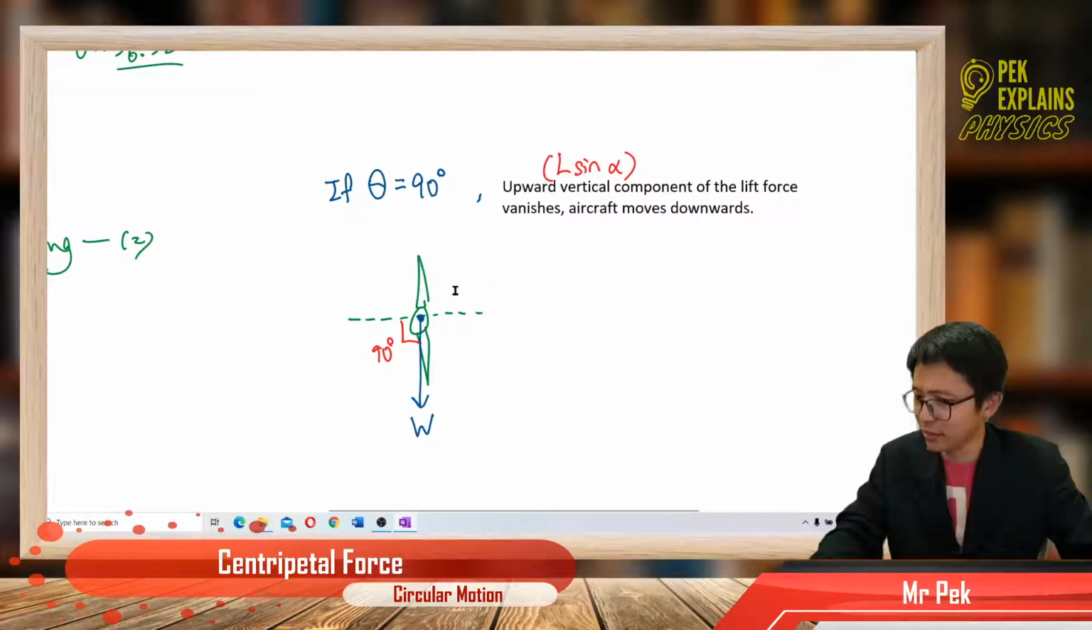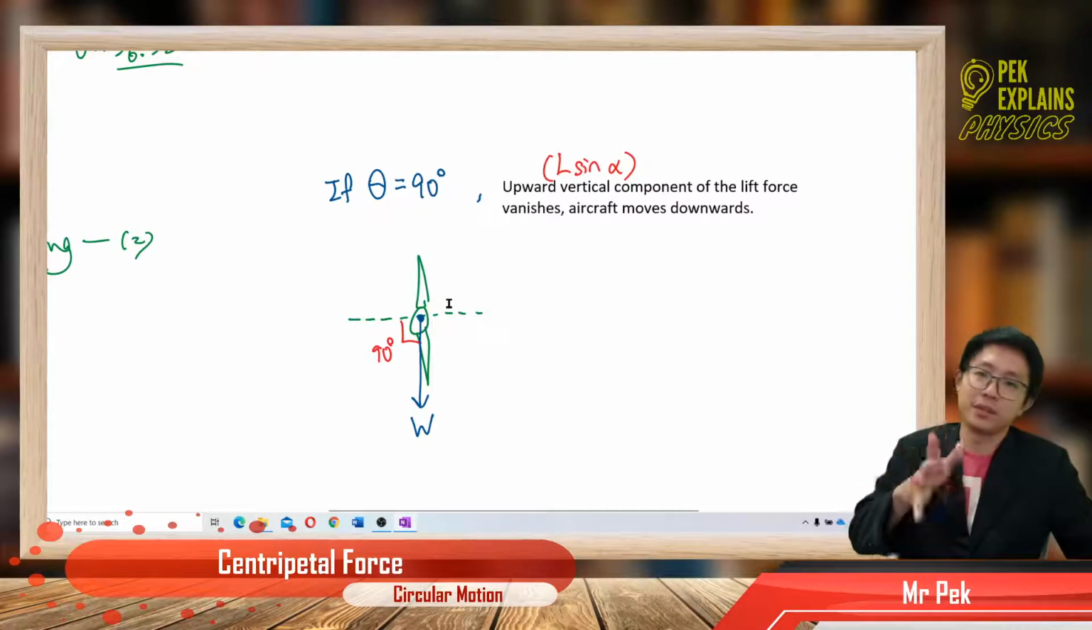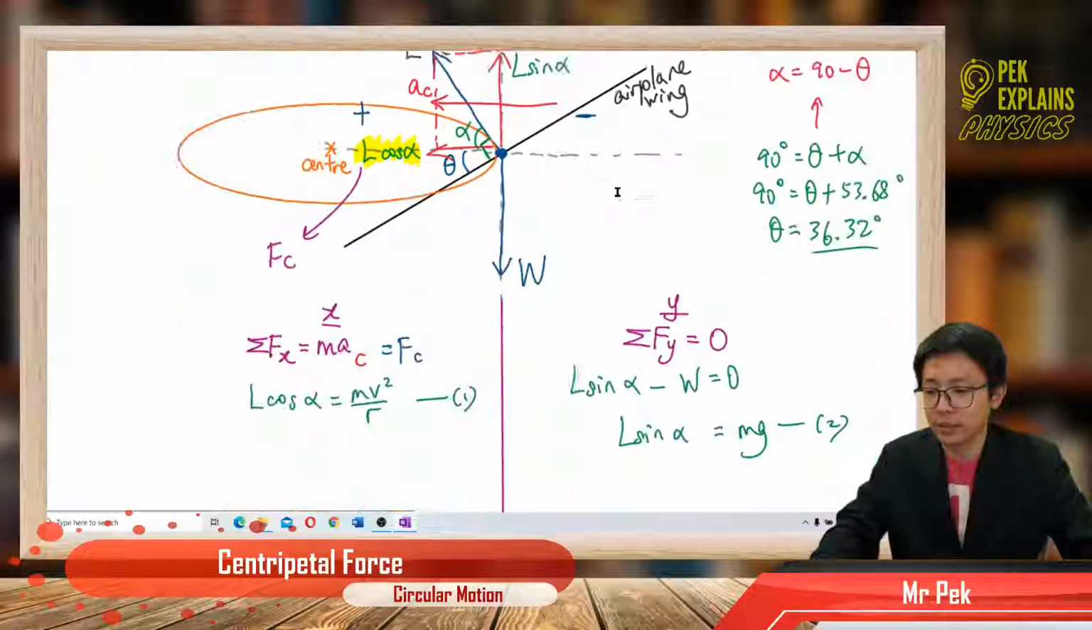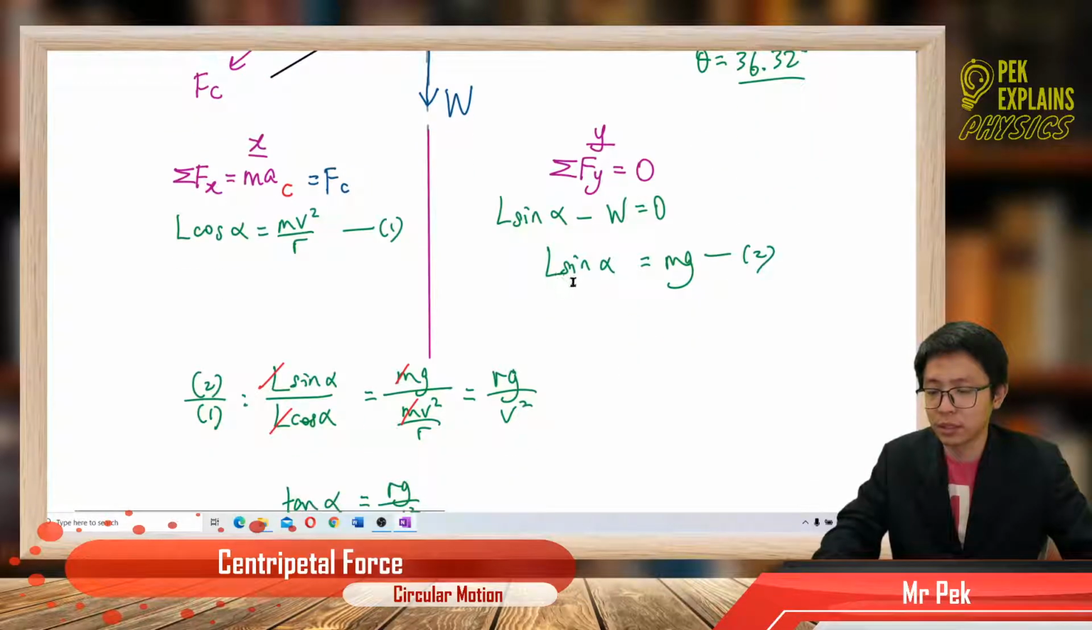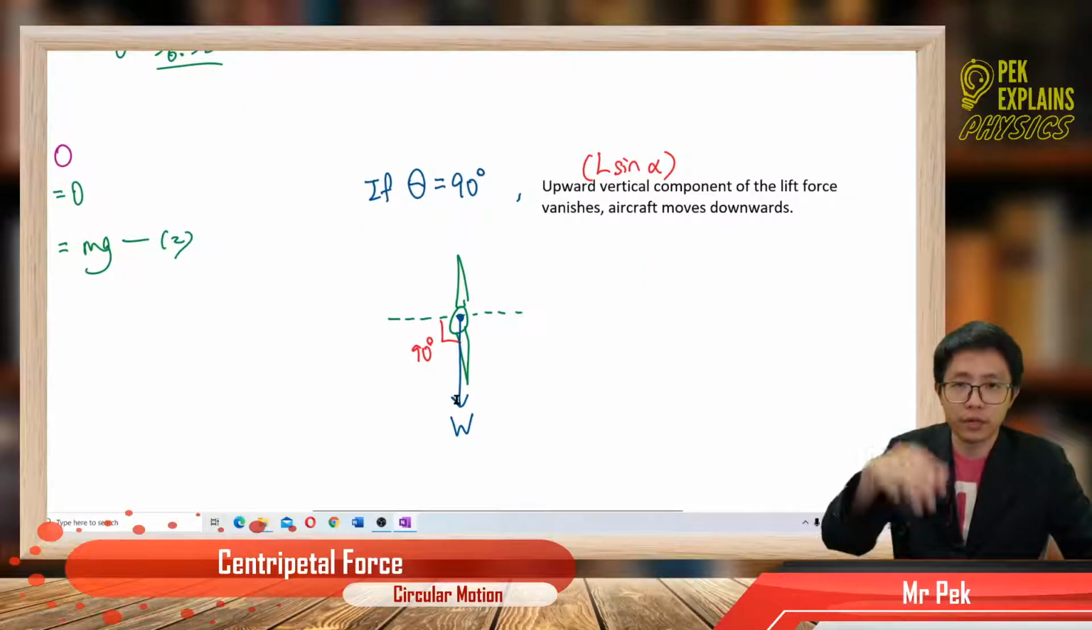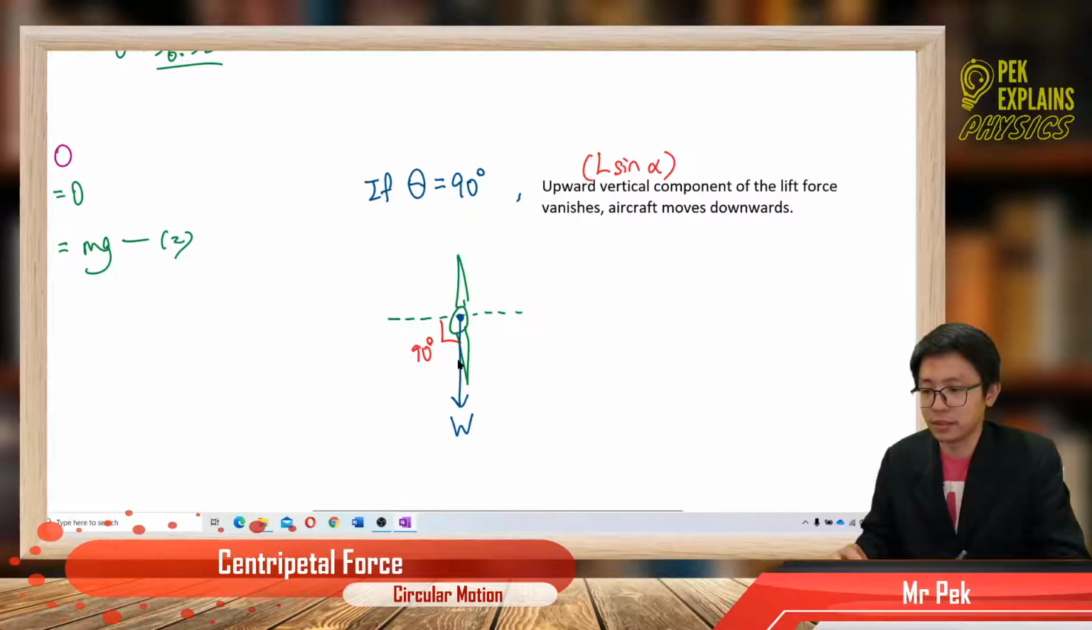If theta becomes 90 degrees, then there's no more lifting force. No more lifting force, the vertical component of the lift force vanishes, gone. So the aircraft will fall. The aircraft will move downwards, will fall, because there is no more lifting force. No more L sine alpha. Because L sine alpha is important to hold the weight of the aircraft. If there is no more L sine alpha, you cannot hold the weight of the aircraft, and the aircraft will fall downwards at 90 degrees. This is the theta.